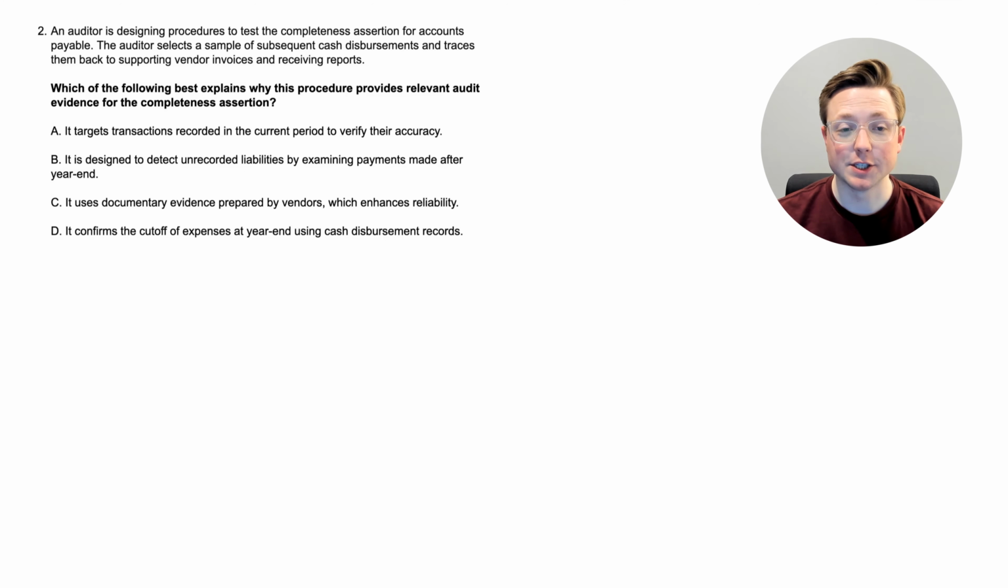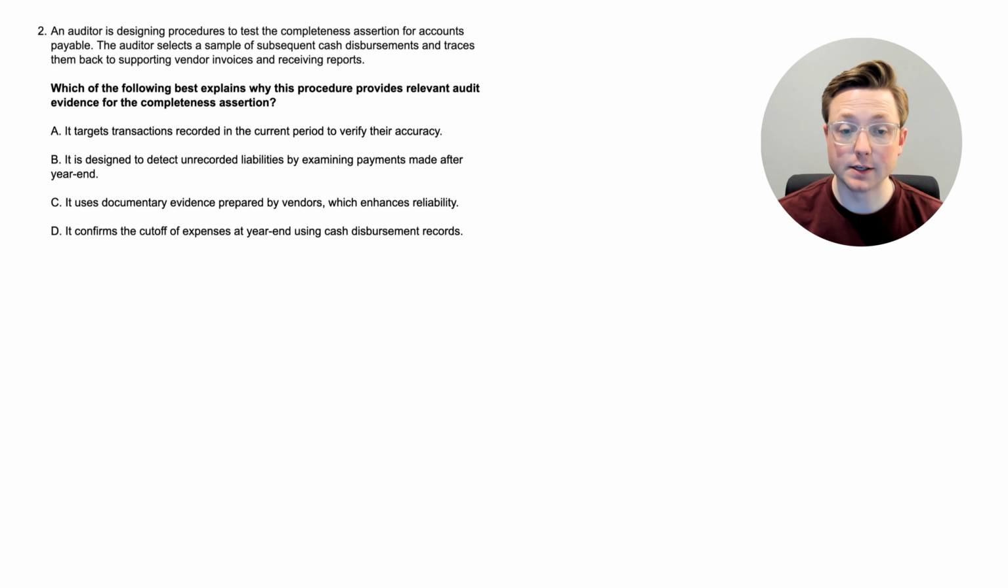All right, here we are at question 2. Which of the following best explains why this procedure provides relevant audit evidence for the completeness assertion? So let's go up to the top. An auditor is designing procedures to test the completeness assertion for accounts payable. The auditor selects a sample of subsequent cash disbursements and traces them back to supporting vendor invoices and receiving reports. So again, which of the following best explains why this procedure provides relevant audit evidence? So we're learning a little bit about relevance here. Let's go through the options.